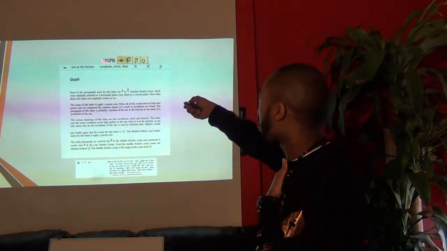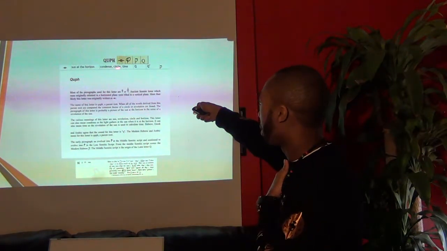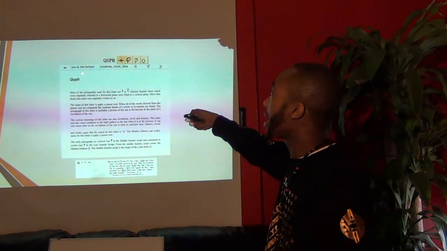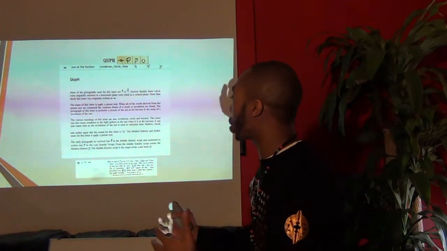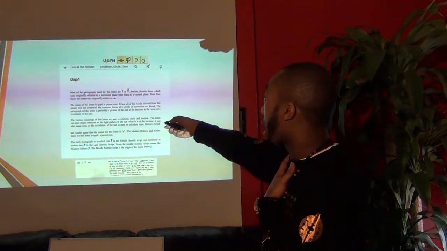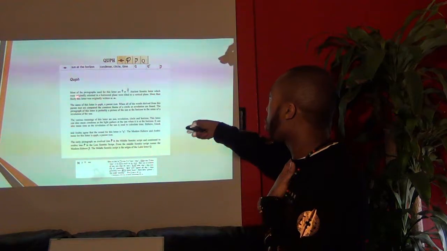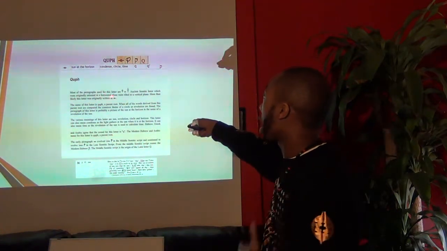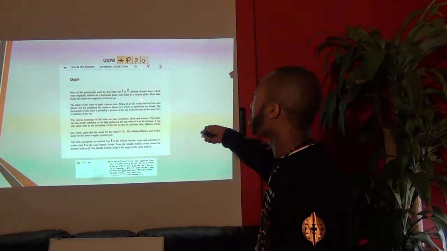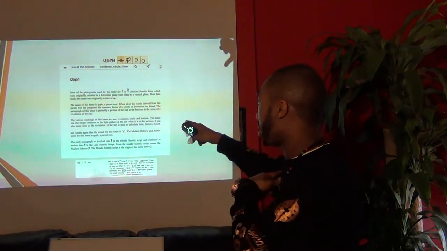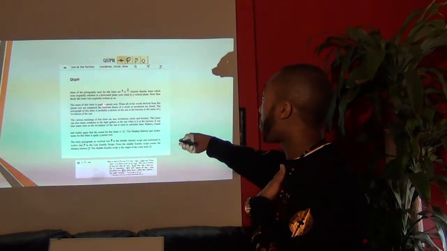Qof, a cuff, right? There's a pictogram here, the Paleo Hebrew, the modern Hebrew, etc. What does that mean? Sun at the horizon, meaning condensed, circle, time. Most of the pictographs used for this letter are this or that. Ancient Semitic letters, which were originally oriented in a horizontal plane, were tilted to a vertical plane. More than likely, this letter was originally written as what we see there. The name of this letter is Qof, a parent root.